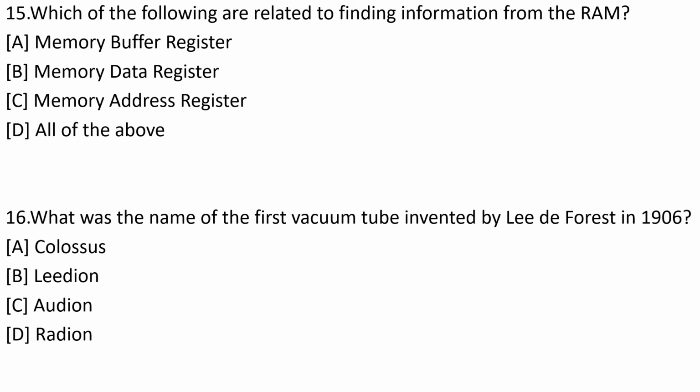Option C, memory address register. Option D, all of the above. And the answer is option D, all of the above. Question number 16. What was the name of the first vacuum tube invented by Lee de Forest in 1906?